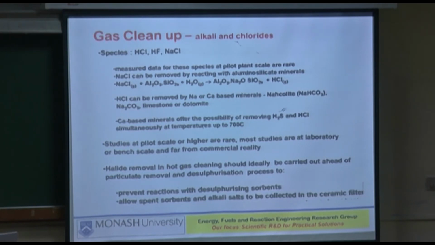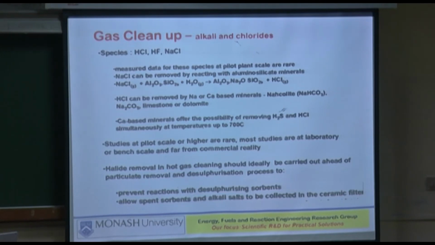Or the other one is, of course, cool the gas down completely. That's it. HCl can be removed by sodium or calcium based minerals such as nahcolite or sodium carbonate or limestone or dolomite. Then the calcium based minerals offer the possibility of removing both hydrogen sulfide and hydrogen chloride simultaneously at temperatures up to 700 degrees centigrade. So that's a good thing.